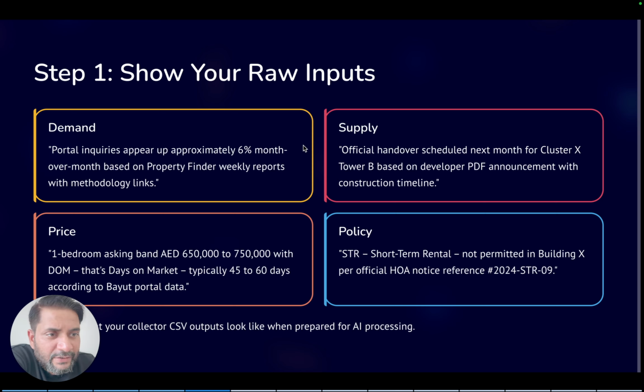Demand, portal inquiries up approximately 6% month over month based on Property Finder weekly report with methodology links. Supply, official handover scheduled next month for cluster X tower B based on developer PDF announcement with construction timeline. Price, 1 bedroom asking band 650,000 to 750,000 with DOM typically 45 to 60 days according to Bayut portal data. Policy, STR not permitted in building X per official HOA notice, reference number included.